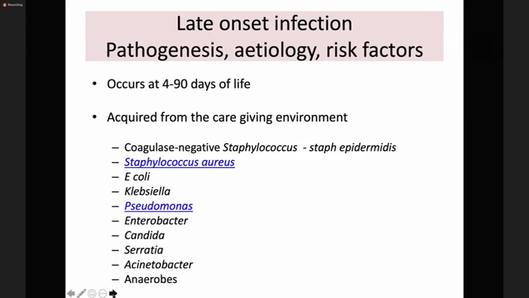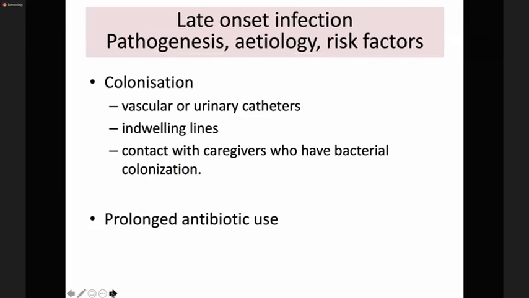So there are many organisms like this, like Klebsiella, Pseudomonas, Enterobacter, Acinetobacter, that can cause problems. So late onset infection can occur through colonization, as I mentioned earlier, on vascular catheters or urinary catheters, on indwelling lines, maybe contact with caregivers who have bacterial colonization, as well as being exposed to prolonged antibiotic use.